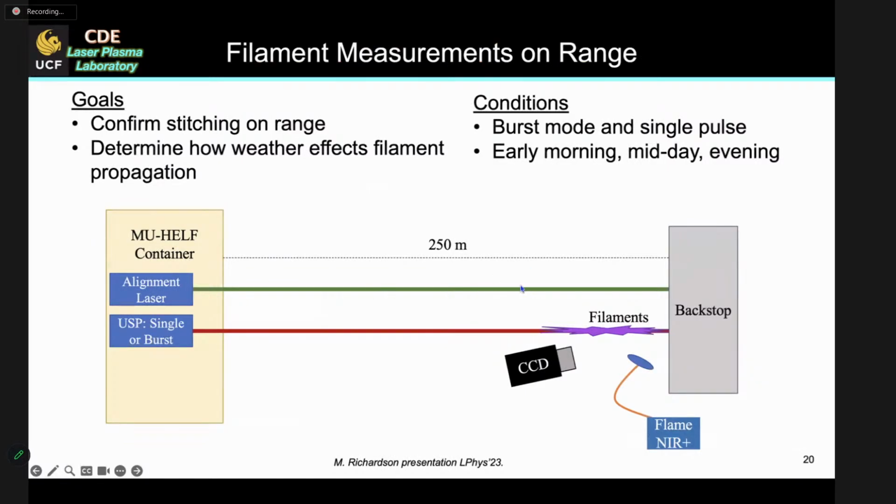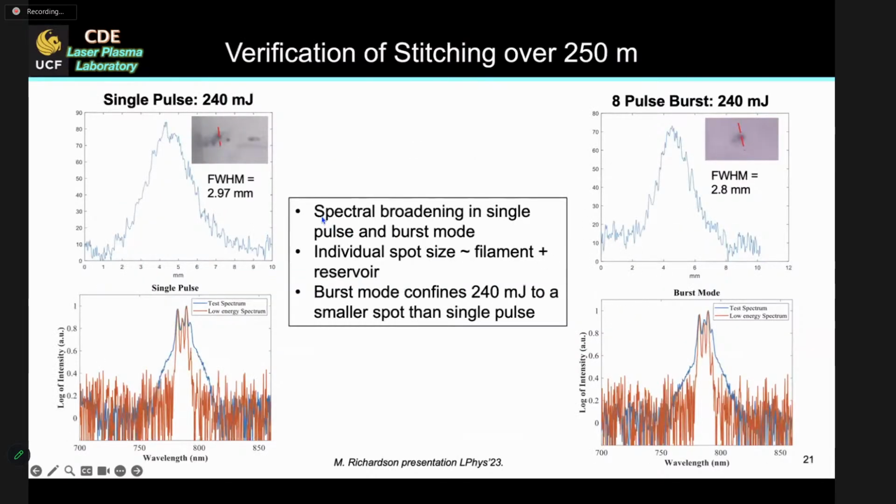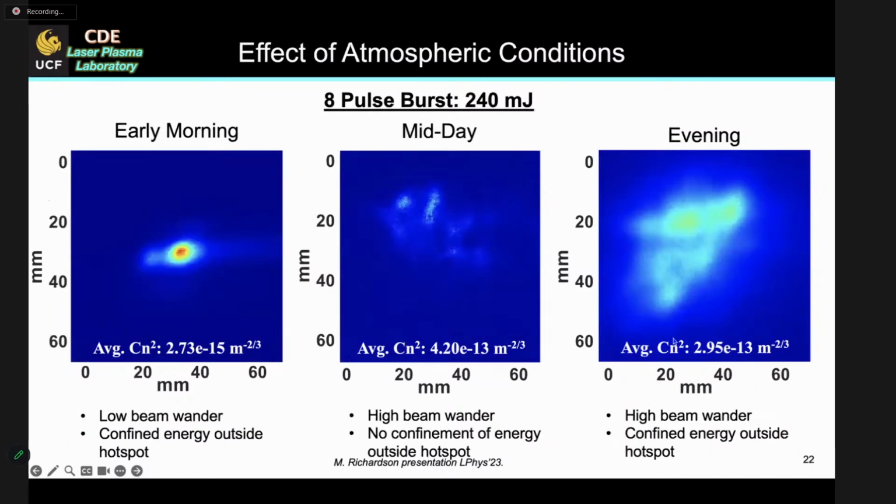So far, the first series of experiments were done at 250 meters onto a backstop, with filaments produced in front of the backstop. Here is some of that data, with both a single pulse at 250 millijoules and 8 pulses in a burst at about the same energy. You can see that in both cases we see supercontinuum, which is at least some evidence in our mind that the filaments are occurring in both cases.